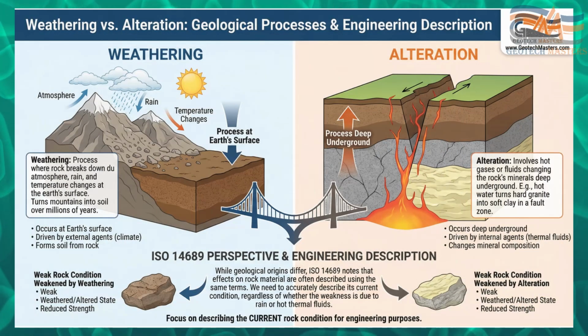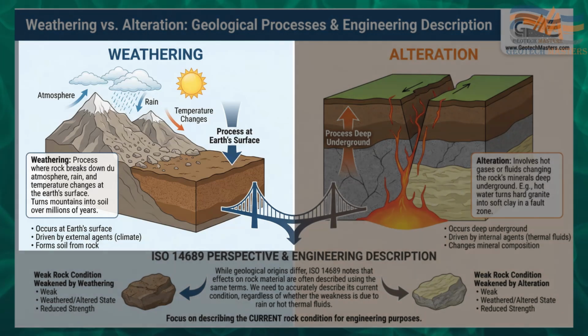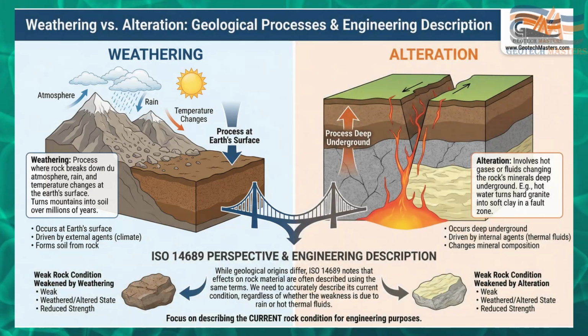First, let's clear up a definition. Weathering is the process where rock breaks down due to the atmosphere, rain, and temperature changes at the Earth's surface. It is what turns mountains into soil over millions of years.